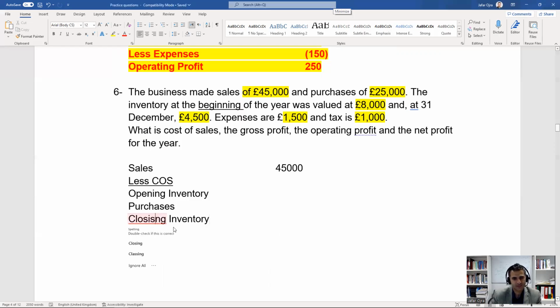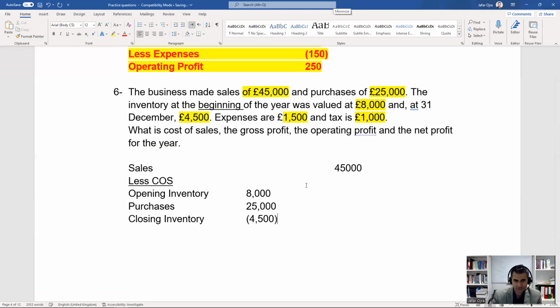Okay. Here we go. That's great. Excellent. So here we go, this cost of sales. What is the opening inventory? If you look here, the opening inventory is 8,000. Purchases, as you see, is 25,000. I'm just plugging in numbers from the question. And we have a closing inventory. How much is it? It's 4,500. Perfect.